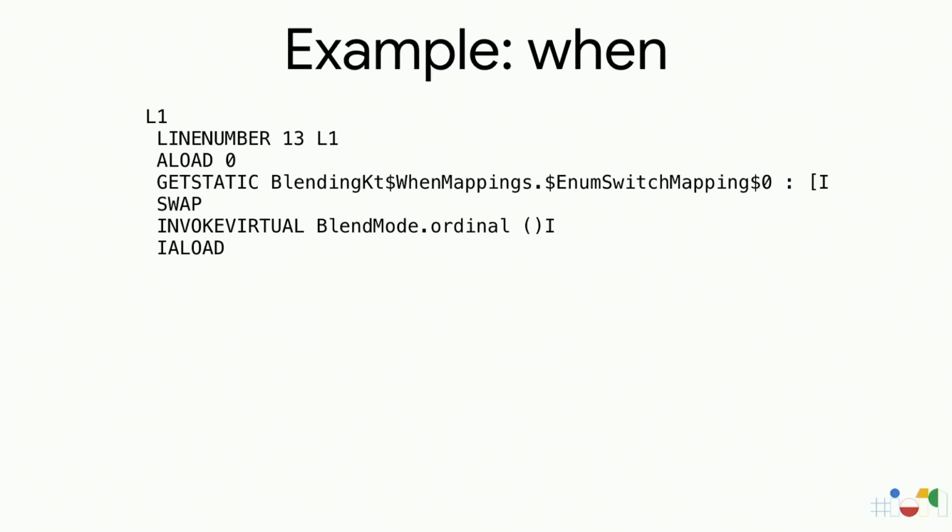And then what's interesting is after it gets this array, it invokes the ordinal method on the enum value itself, and then it does an iaload. So iaload takes the output of the ordinal method call, and then uses that as an index in the array that we just fetched. And finally, it does the actual switch. So it doesn't switch on the enum value itself. It first goes through another array, an intermediate array. And we're going to look at what this array looks like.